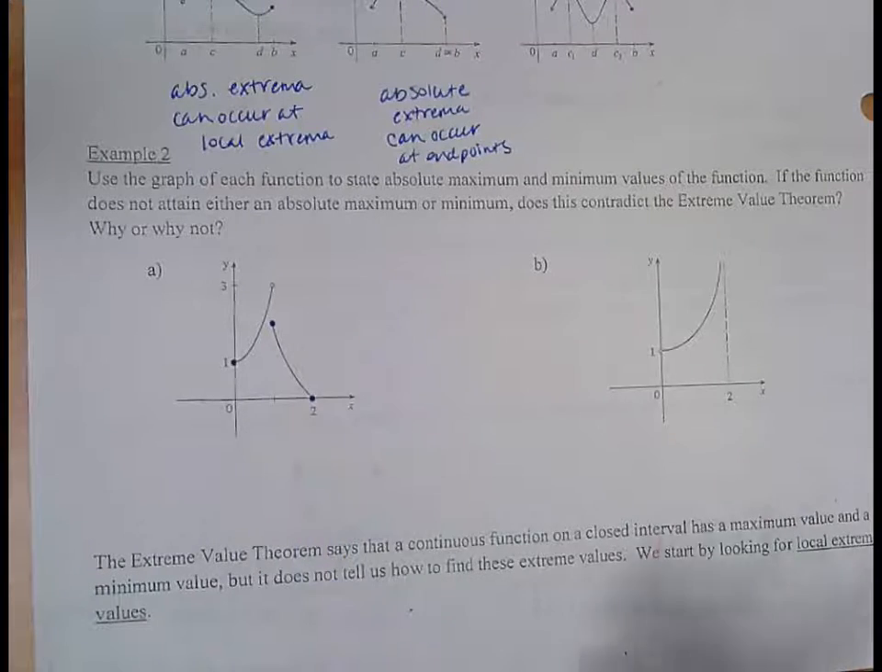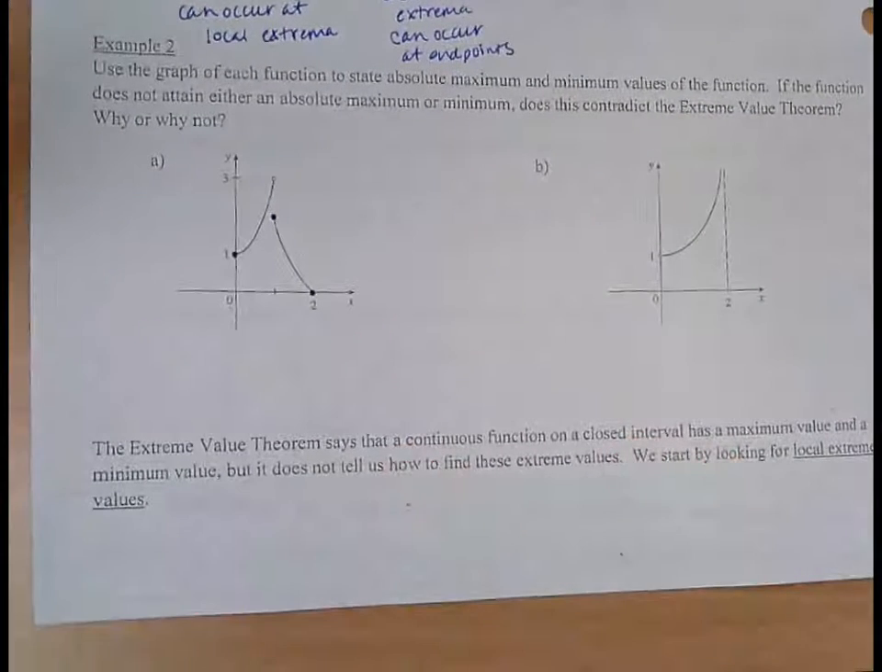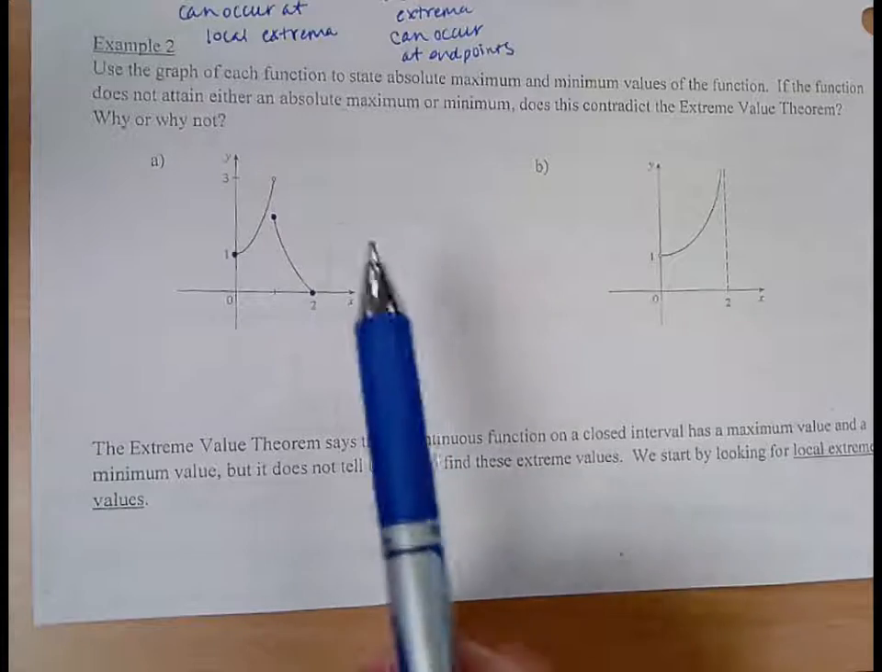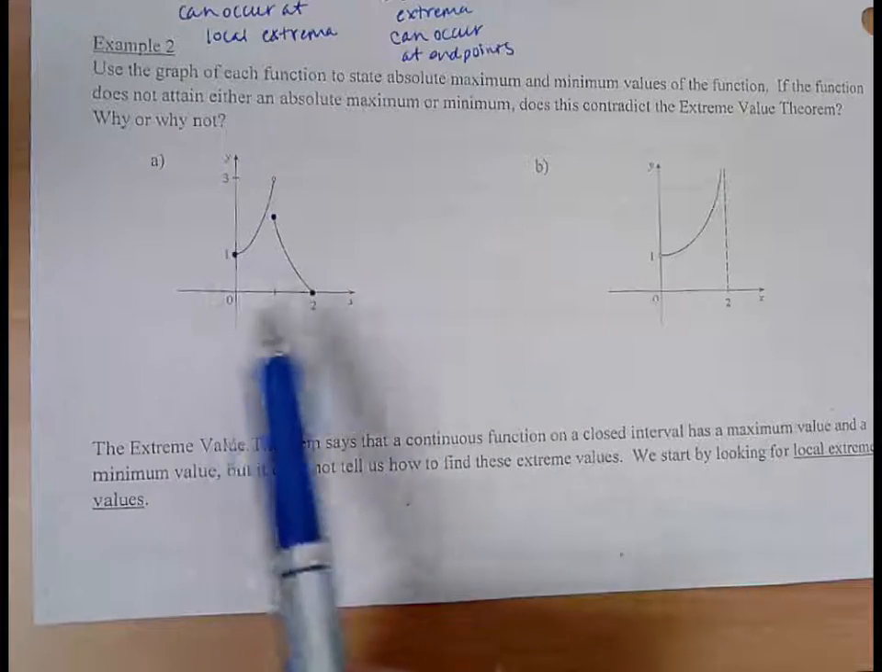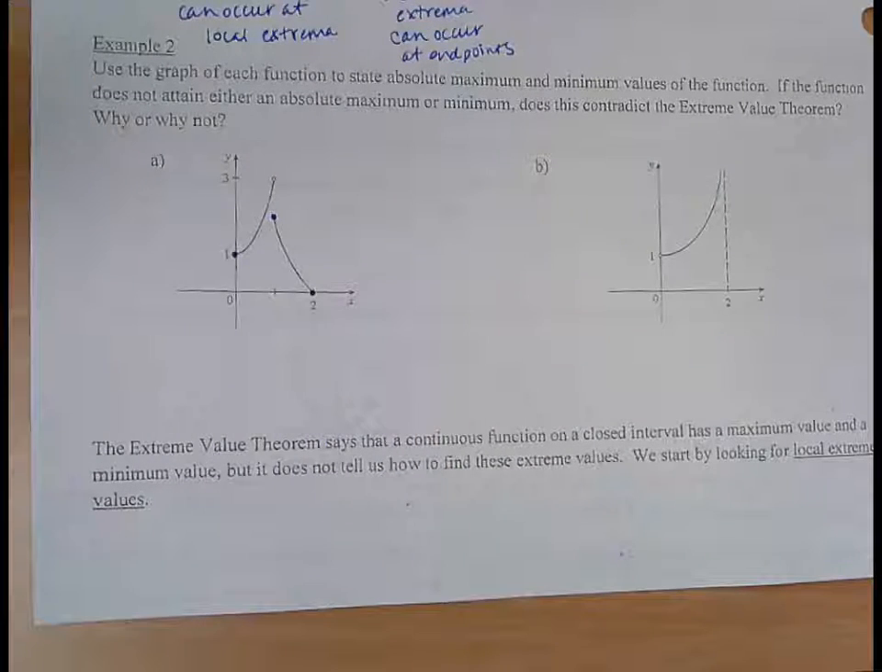So if we look at A, we can look at these together quickly here before we move forward. At A, we're just looking for absolute, not local, does this graph have an absolute max? Okay, if you're saying yes, what is it?